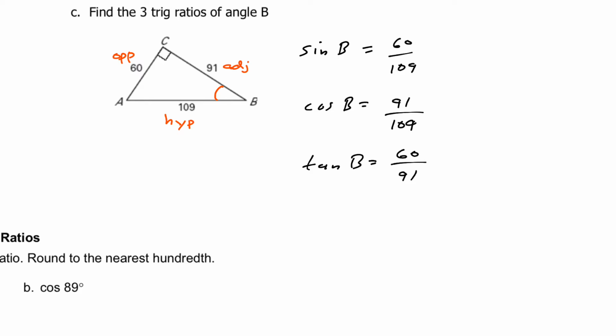And as a quick reminder of which sides I'm using in each of these ratios, we had SOHCAHTOA, right? So the sine, that was the opposite over the hypotenuse, so that was the O over H. The cosine, that was the CAH, that is the adjacent over the hypotenuse. And then the tangent, that was the TOA, so that was the opposite over the adjacent.